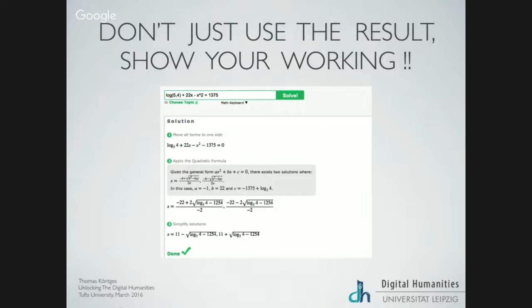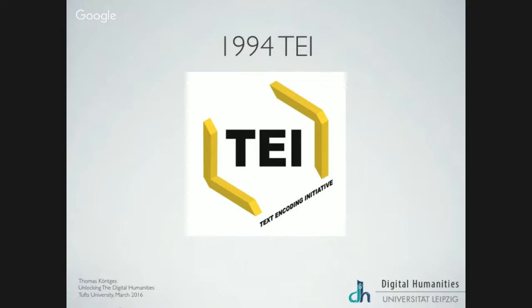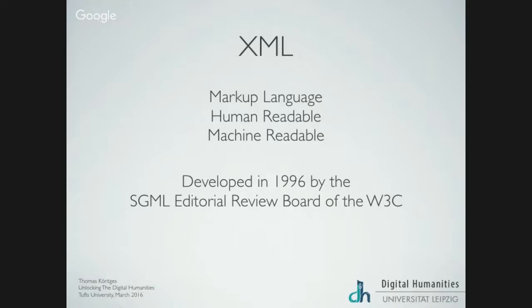Yeah. So, and if you can't do this, you can still partake in digital humanities and the community. Yeah? You can build open collections of research data. That is very, very meaningful work. It's often done by libraries and archives, of course, but everybody can do it, especially since 1994, yeah? When TEI XML, sorry, it's another text reference, but when TEI came along, which is a very easy markup language that is human readable and machine readable. It's probably nothing new to you.